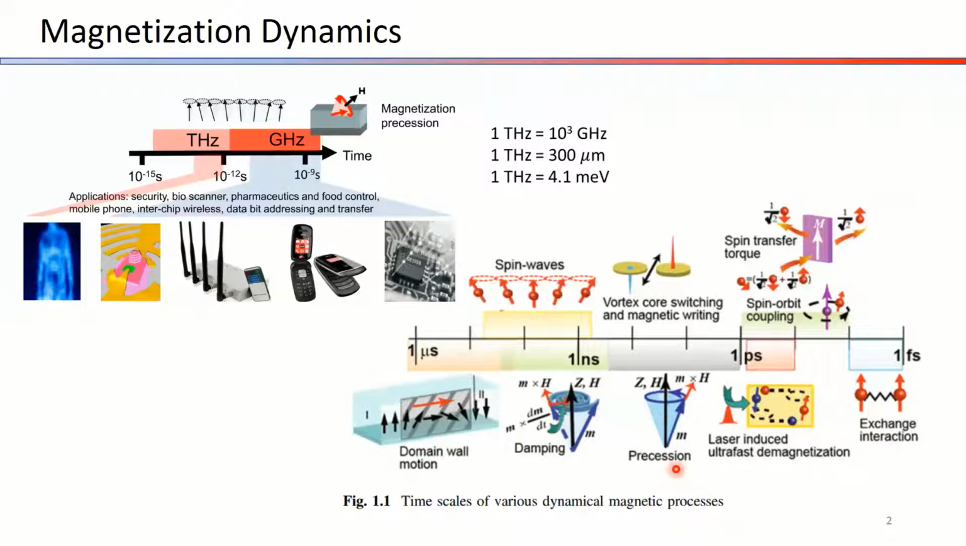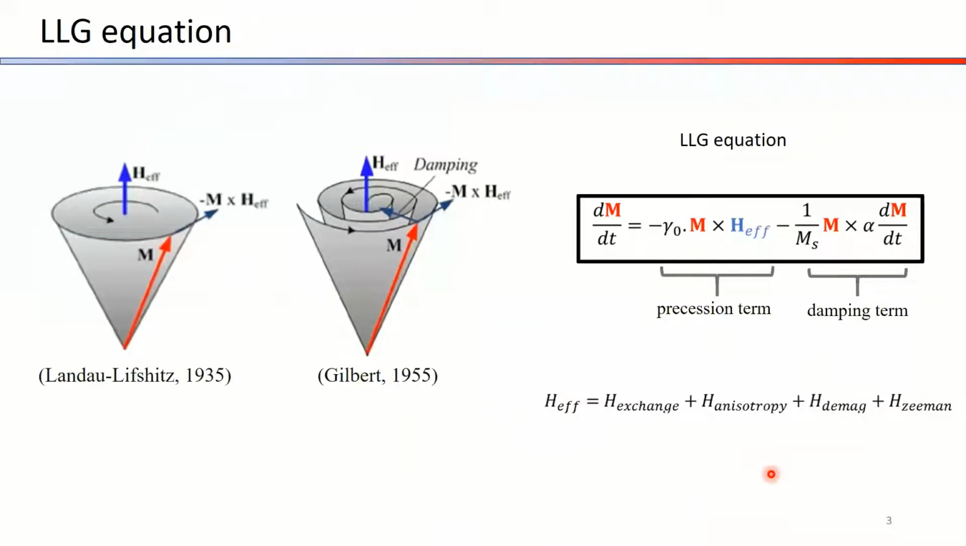We can see this time scale. In the terahertz regime here, it corresponds to the picosecond. The time is in picoseconds, so the laser-induced ultrafast demagnetization happens here. And let's move on. Here is the Landau-Lifshitz-Gilbert equation.